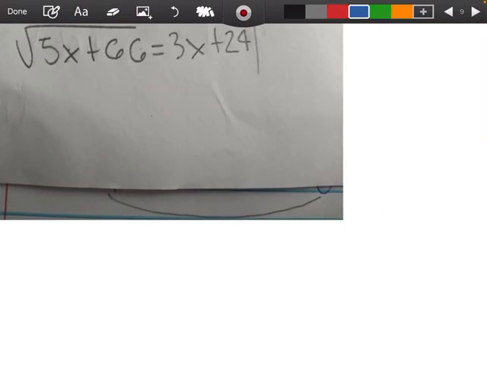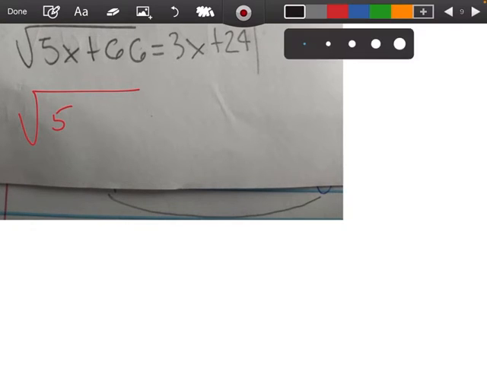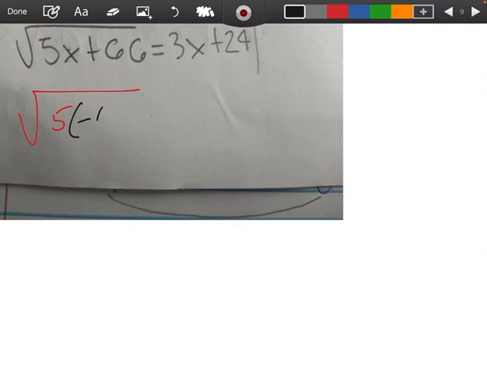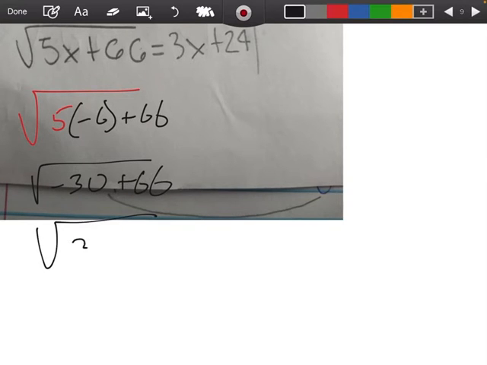So let's do this. We'll go with the black pen. The red is kind of hard to see. Negative 6 plus 66. Okay, so I'm just doing the left side first. This is negative 30 plus 66. This is 36, and the square root of that is 6.